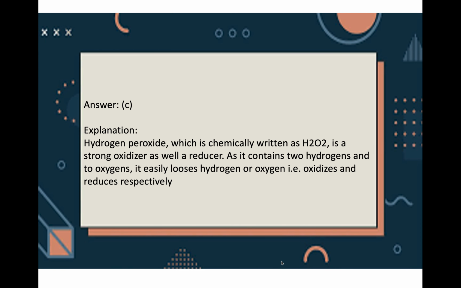Because hydrogen peroxide is chemically written as H2O2. It's a strong oxidizer and a reducer as well. So it contains 2 hydrogen atoms and 2 oxygens. So it is easy to lose hydrogen or oxygen. So that is why it does both oxidizing and reducing respectively.